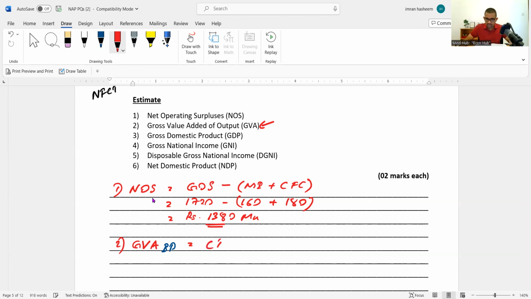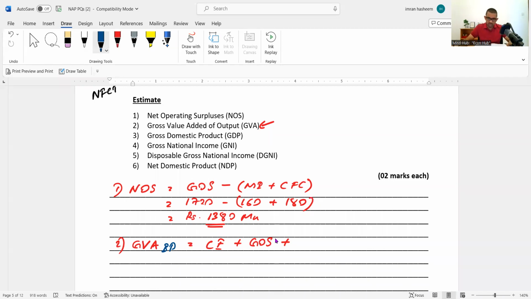We have CE, compensation of employees, plus we have what? GOS, okay, plus, that's where you have to be careful, because you're asked to estimate basic price. So what should I add in terms of taxes? Because MI is inside this, right?